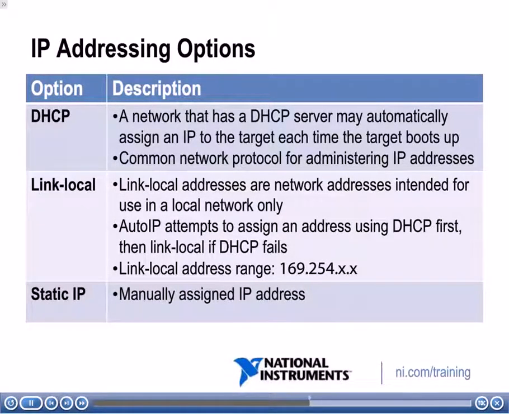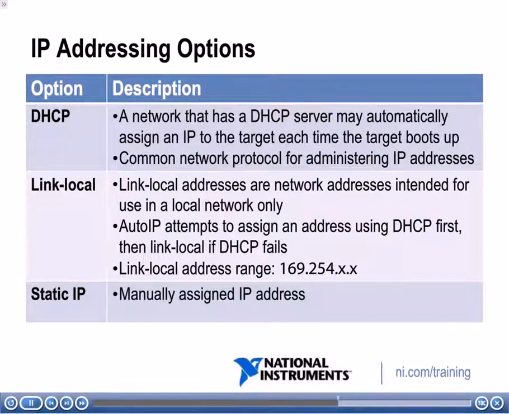try to see if there's a DHCP server. And if there is no DHCP server, then it'll automatically try to use a link local address. So let's say I have a real-time target with auto IP. When I connect that up to a network, the first thing it's going to do is look, hey, is there a DHCP server out there that's going to assign me an address? And if it doesn't find a DHCP server, then it'll automatically default to a link local address instead. So if it doesn't find a DHCP server, it's automatically going to assign itself an IP of 169.254.some_number.